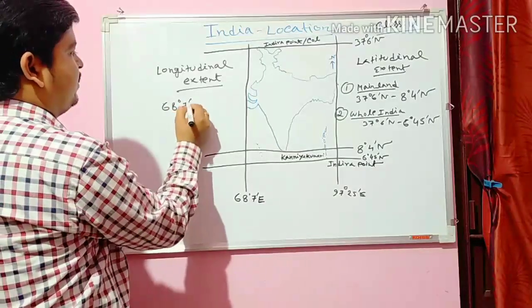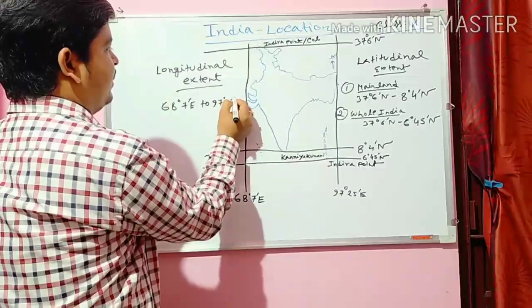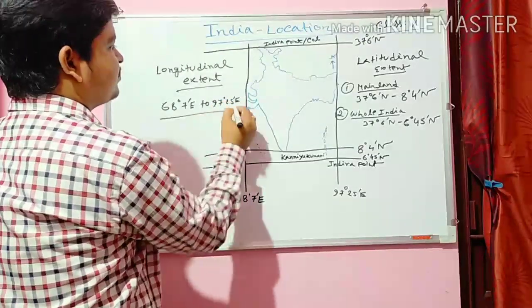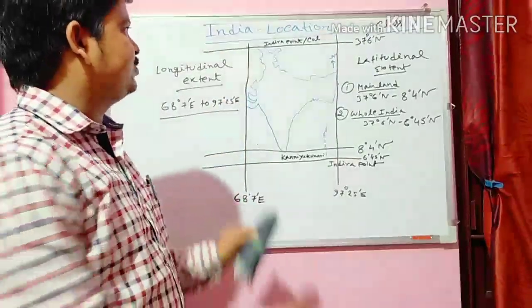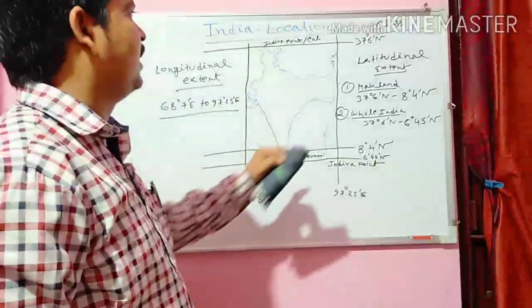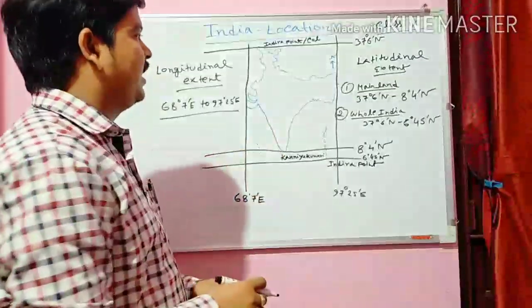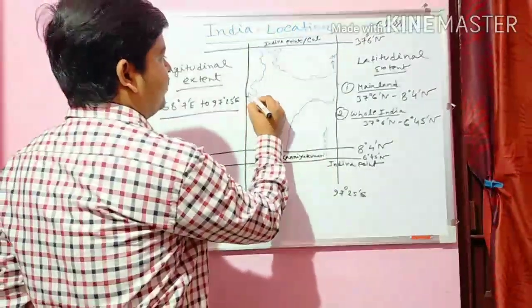(68 degree 7 minute east to 97 degree 25 minute east). This is actually just like a cage for India, so you have to remember both the latitudinal extent and the longitudinal extent. Here one important line is there, that is the Tropic of Cancer.